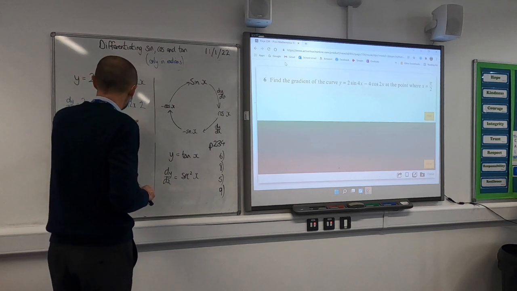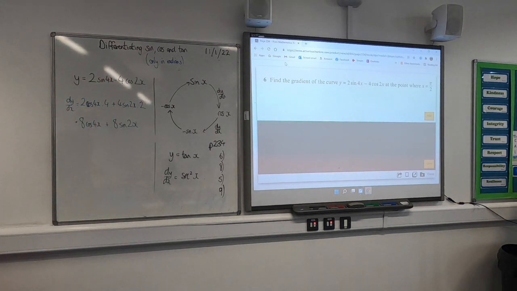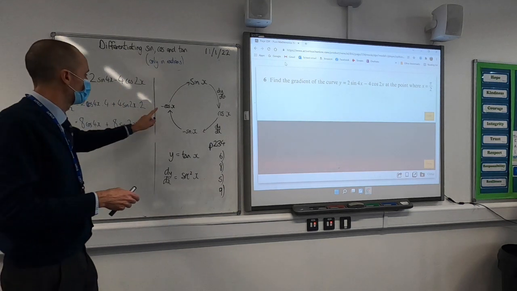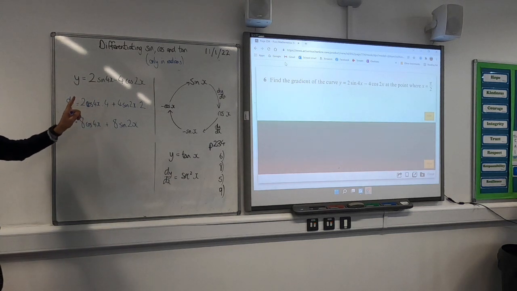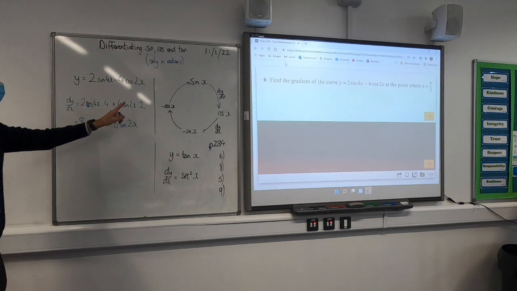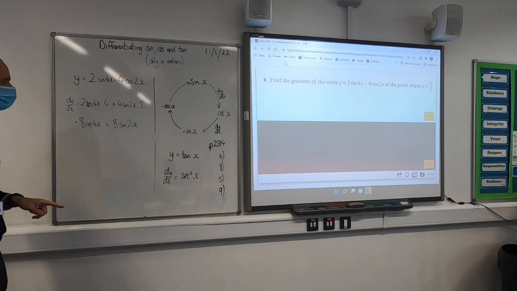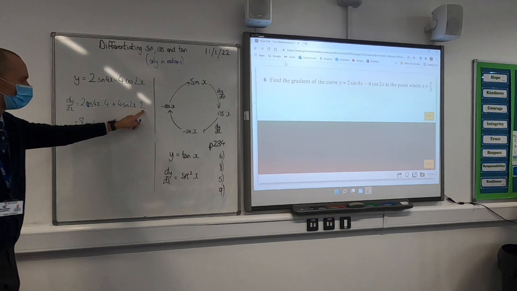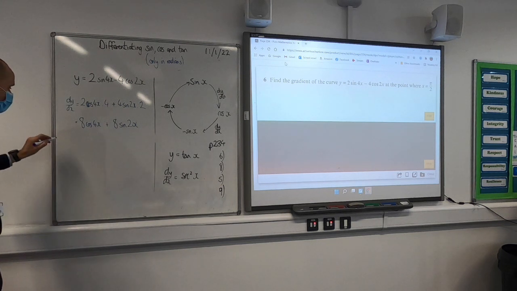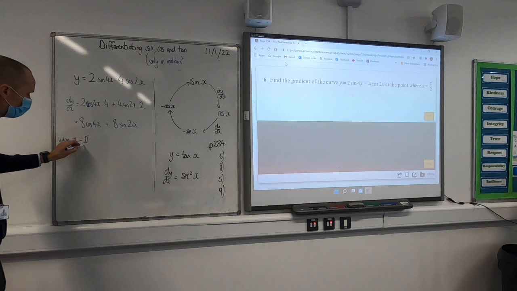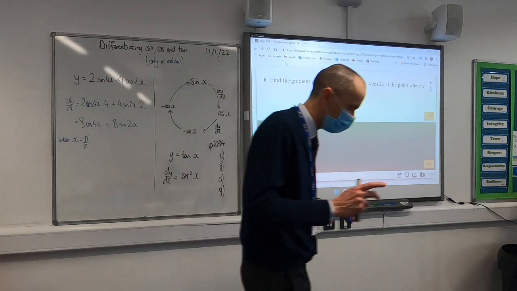Did you pick up that that second term becomes positive? Because it's minus cos, which becomes sine. So it becomes plus 4 sine 2x multiplied by what you get when you differentiate brackets. But remember, that's not sine 4x, it's all of that multiplied by 2, so you get that. And then you're just going to make x equal to pi over 2. And make sure you calculate it in radians.